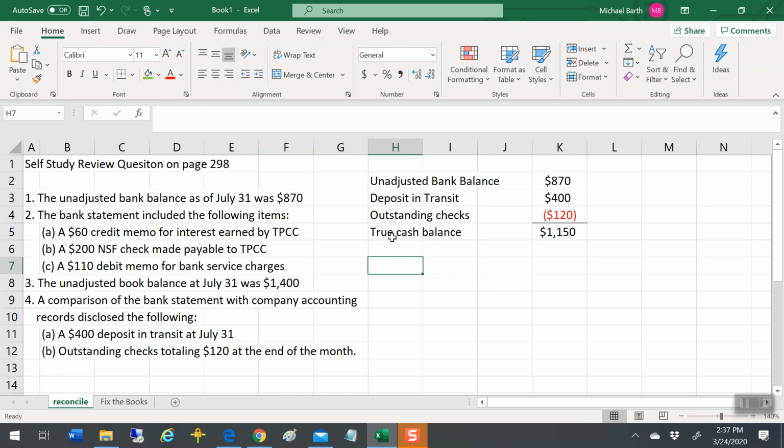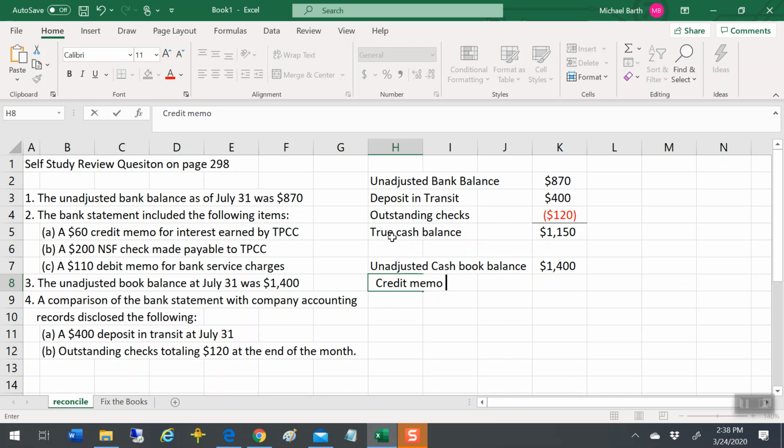All right, so to adjust our financial statements, we're going to start with the unadjusted cash book balance. This is what the financial statements say to date, before we record all these new things. It said $1,400. The bank sent us a statement though, and they list some stuff. There's a credit memo for interest earned. Yay us, that's $120. No, that's $60.